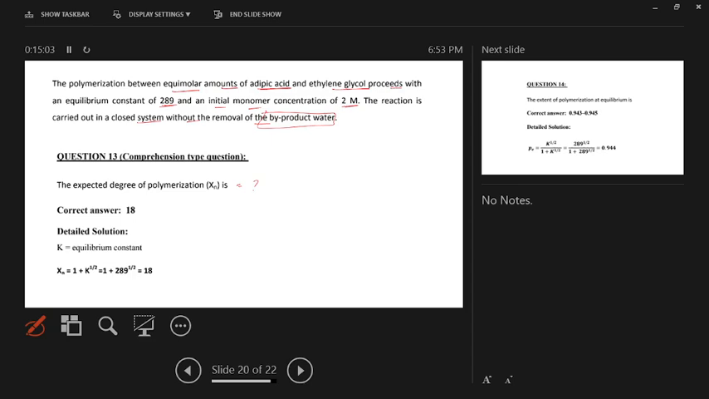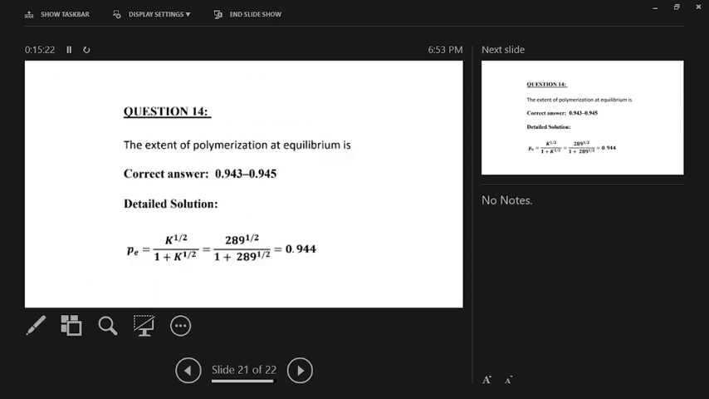Okay, so you can find that the equilibrium constant is already given. So Xn, the degree of polymerization, can be found by this formula, 1 plus K to the power half. Since K is already given, half will be 18. So the degree of polymerization will be 18.